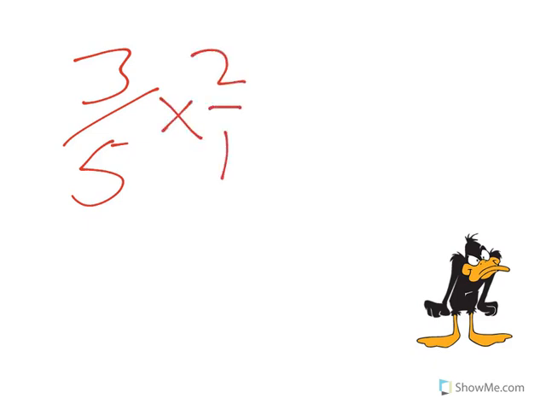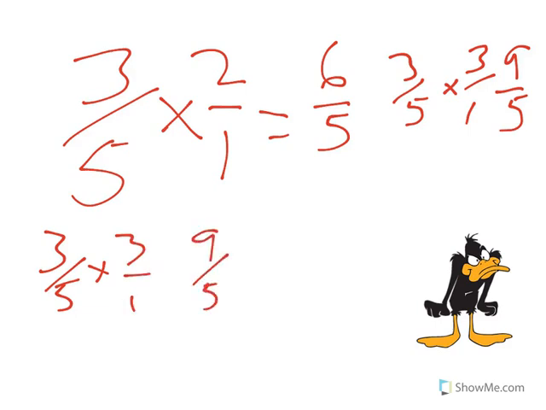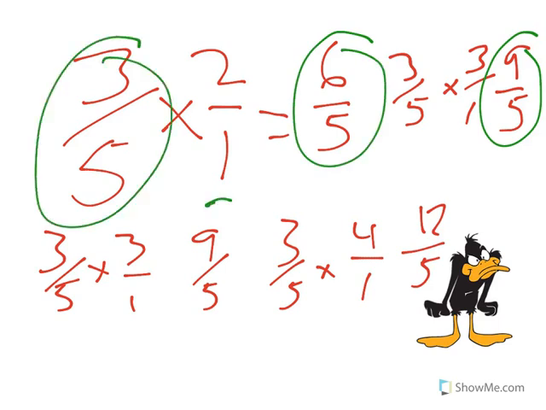Let's do another one. So if I have 3/5, and I want to find the multiples, I'm going to times the top by 2 and the bottom by 1, because our denominator stays the same. So it'd be 6/5. And then 3/5 times 3 over 1, you get 9/5. 3/5 times 4 over 1, you get 12/5. And you could keep going.